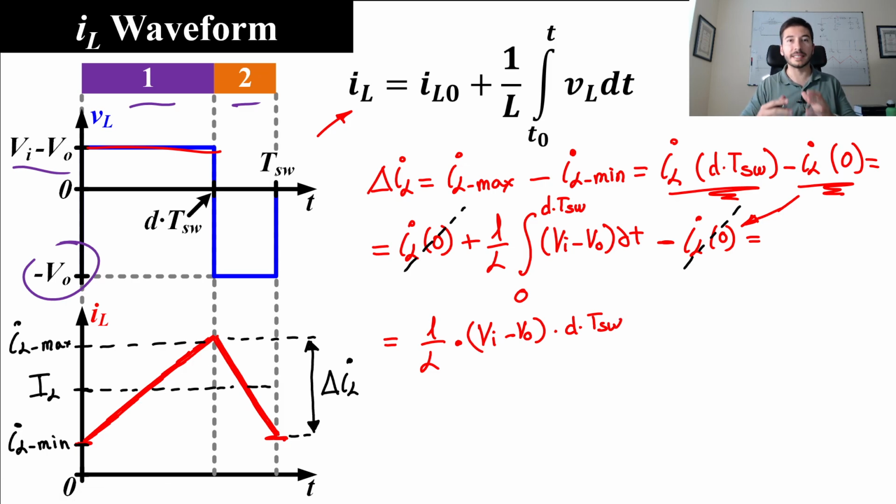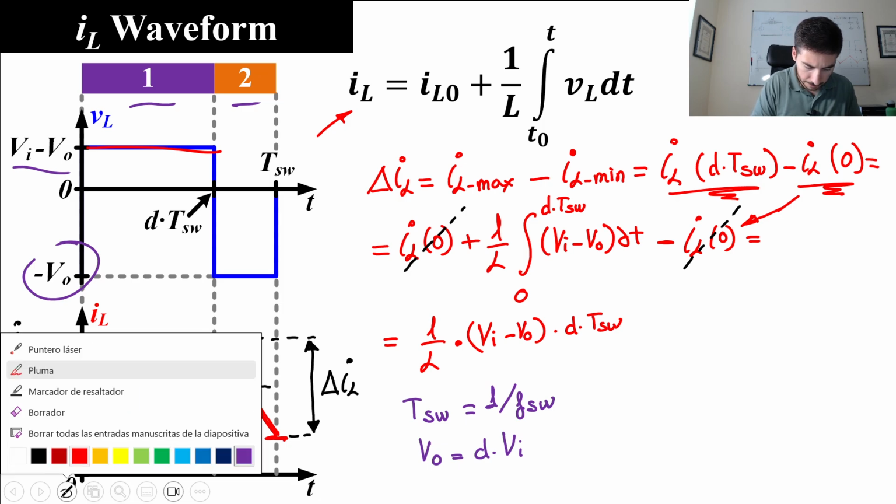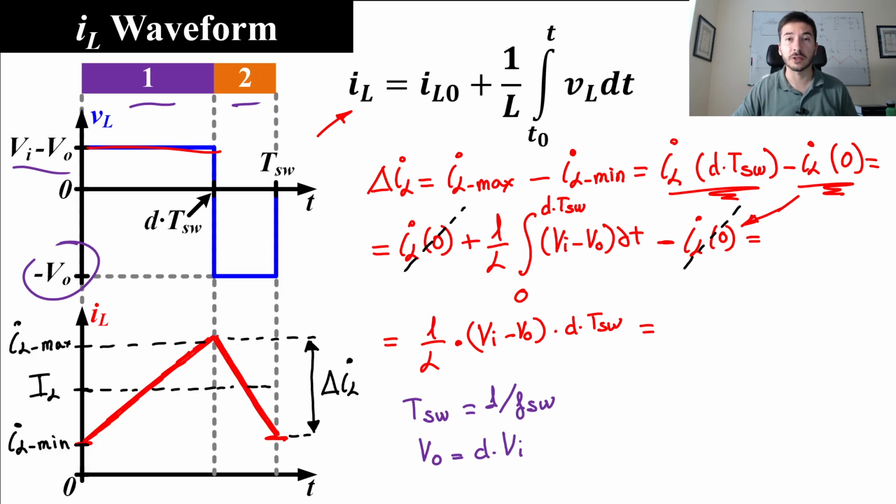And I will manipulate a little bit the final expression because I prefer to consider switching frequency instead of switching period. So I will take into account that the switching period is 1 over the switching frequency. And I will express the output voltage as a function of the duty cycle and the input voltage. We already know that expression from the previous video. If we consider that, the expression of the peak-to-peak current ripple is this.